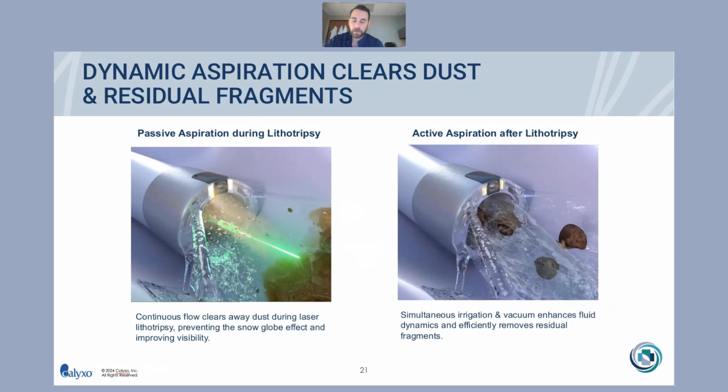So this is a detailed picture of how the system works. During lithotripsy is where we're using the laser to break up the stone. There's this continuous flow of water throughout that portion of the procedure, which allows the dust to clear away from the laser. When it mentions a snow globe effect, you have to picture that in the kidney, you're in this very confined, finite space. And so if you're breaking up a large stone and you create a lot of dust, it's like working in a snow globe or a blizzard.